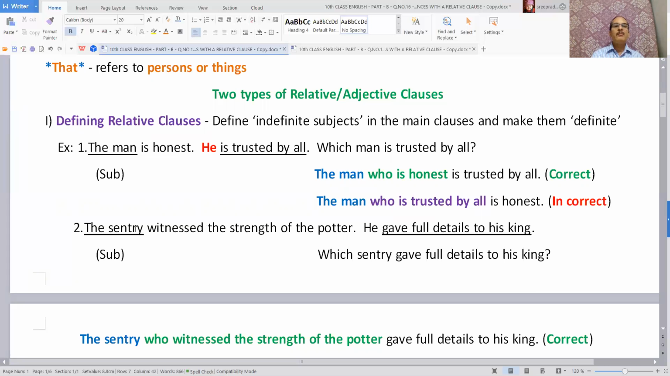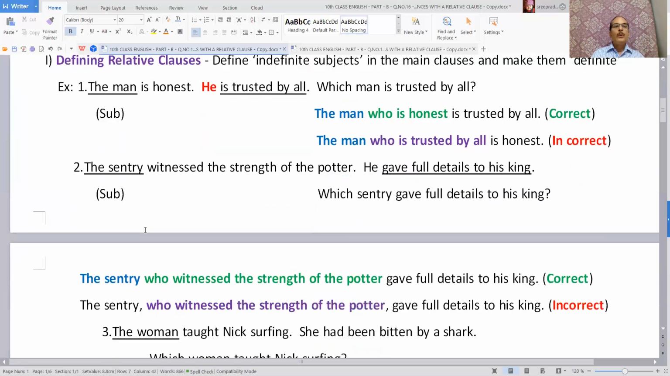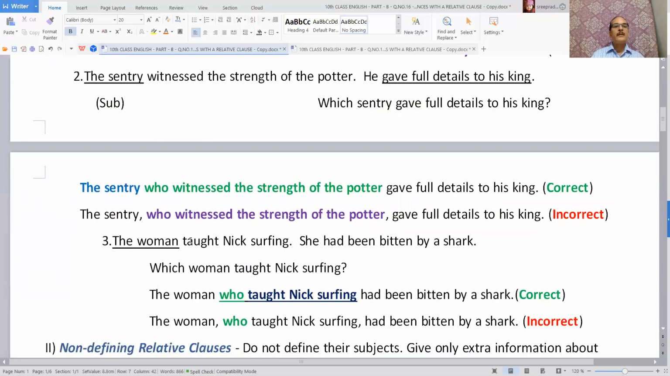So the sentry is a subject which is indefinite in meaning. To make it definite, we have to use a defining relative clause. So in place of the sentry, we use the relative pronoun who, because the sentry is a person. So the sentry who witnessed the strength of the potter gave full details to his king. This is correct, because without who witnessed the strength of the potter, the phrase sentry has no identity. It has no definiteness.